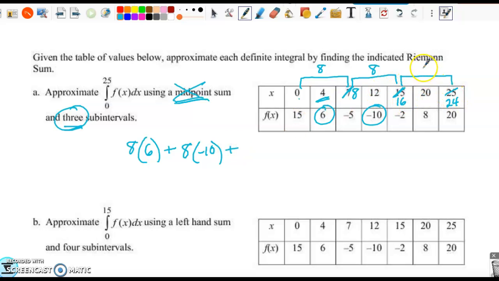And then the width from that 6 to 24 is another 8, and that y coordinate for f of 20 is 8, and then you can work it out. So that would be 48. Well, what probably most people would do is factor out the 8. So then you can do 6 minus 10 is negative 4, plus 8 would be 4. So this answer should be exactly 32.